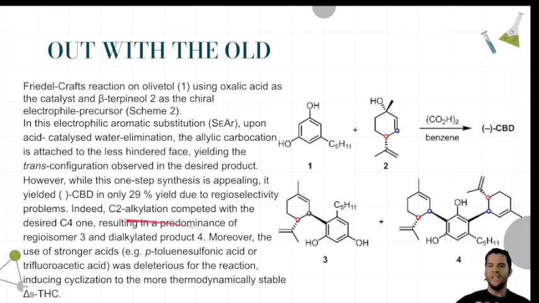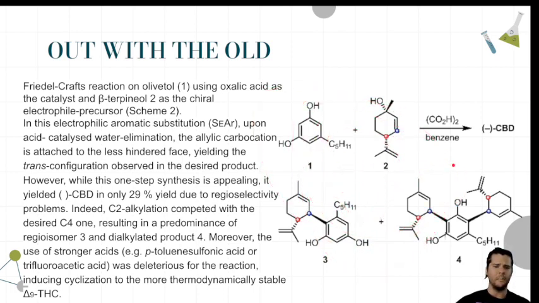In addition, C2 competed with the desired C4, resulting in the predominance of the regioisomer 3 and dialkylated product number 4. Moreover, the use of stronger acids, PTSA or trifluoroacetic acid, was deleterious for the reaction, inducing cyclization to the more thermodynamically stable delta-9 THC, and in some cases, this is your desired product. So this is the old method.